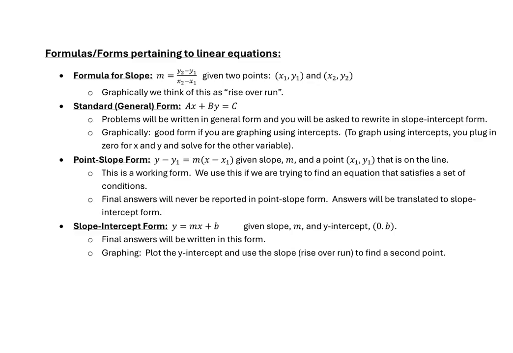All right, we want to go ahead and review some of our equations, our formulas, and our forms pertaining to linear equations. We've already talked a little bit about the formula for slope. And so remember that slope is y2 minus y1 over x2 minus x1, given 2 points on the line, x1, y1, and x2, y2. Remember, graphically, we want to think of this as rise over run, the change in the y's over the change in the x's.